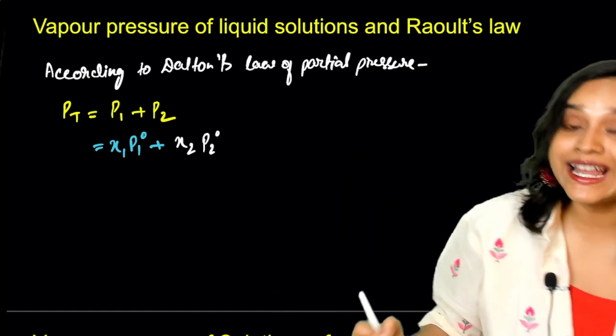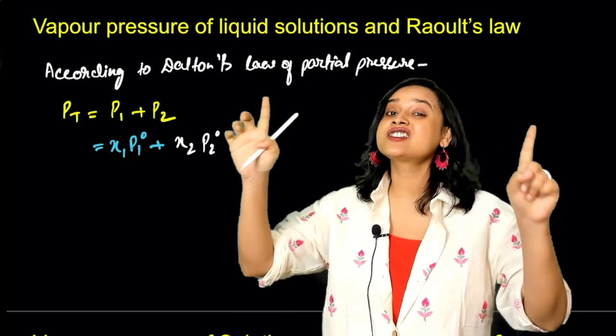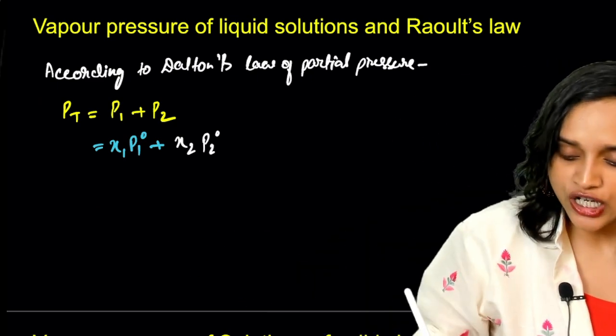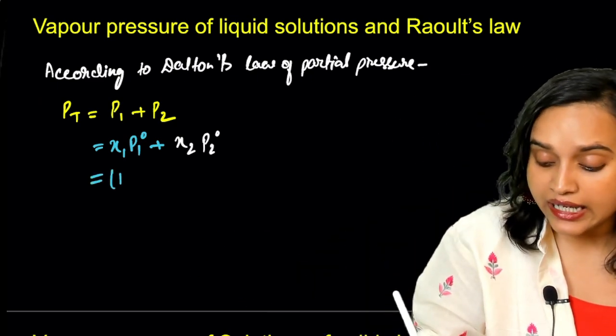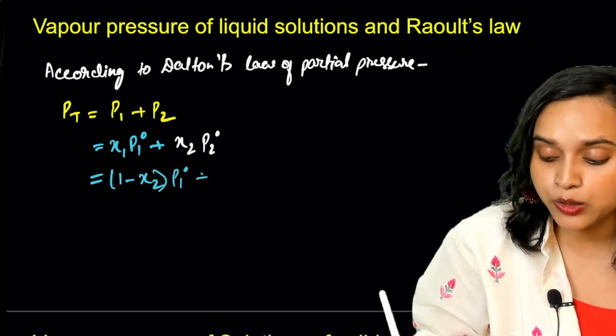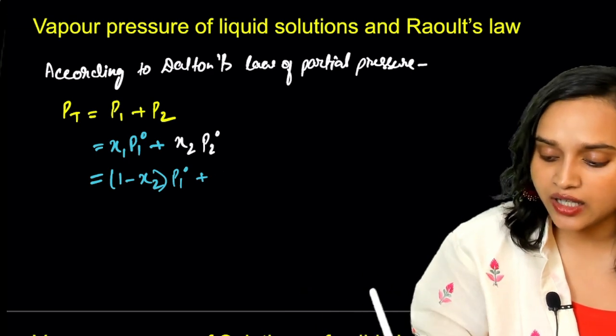Now you know that if I have the mole fractions, all the mole fractions, if you add them, it should be equal to 1. Is that right? Absolutely. So chi of 1, can I write it as 1 minus chi 2, multiplied with P1 naught plus, okay, one second. Let me change the color and write it.